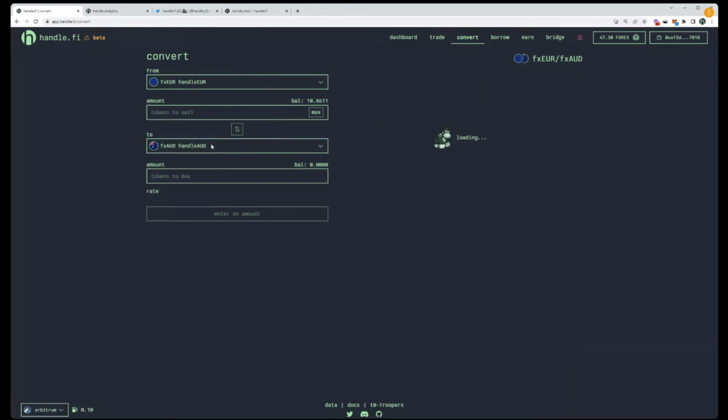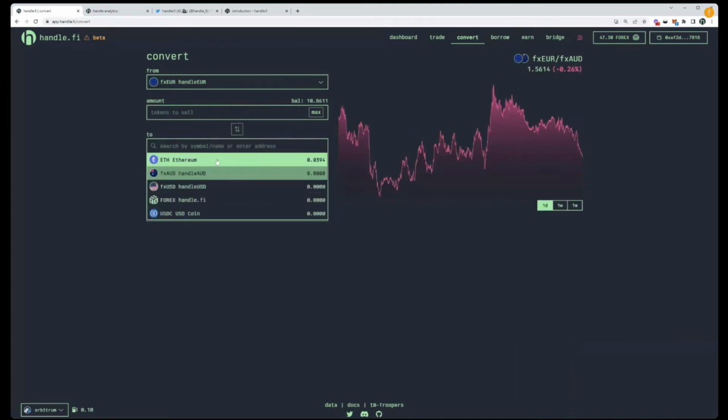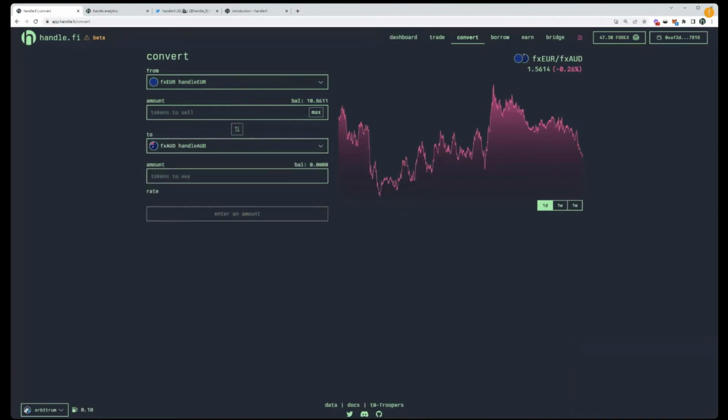So, again, users should be able to convert across Euro, Aussie, a large number of different stable coins as well. Oh, there we go. So there's obviously some sort of RPC type delay issue going on there.